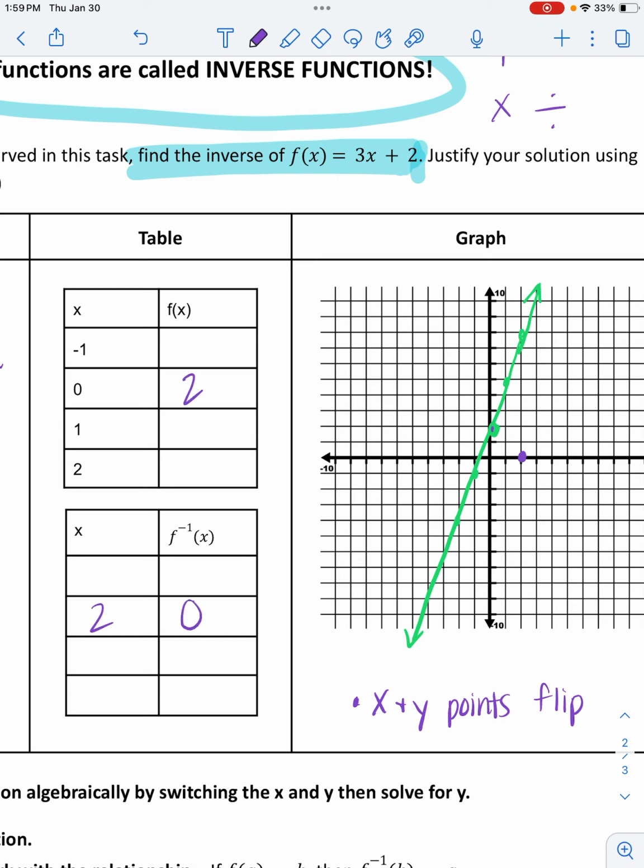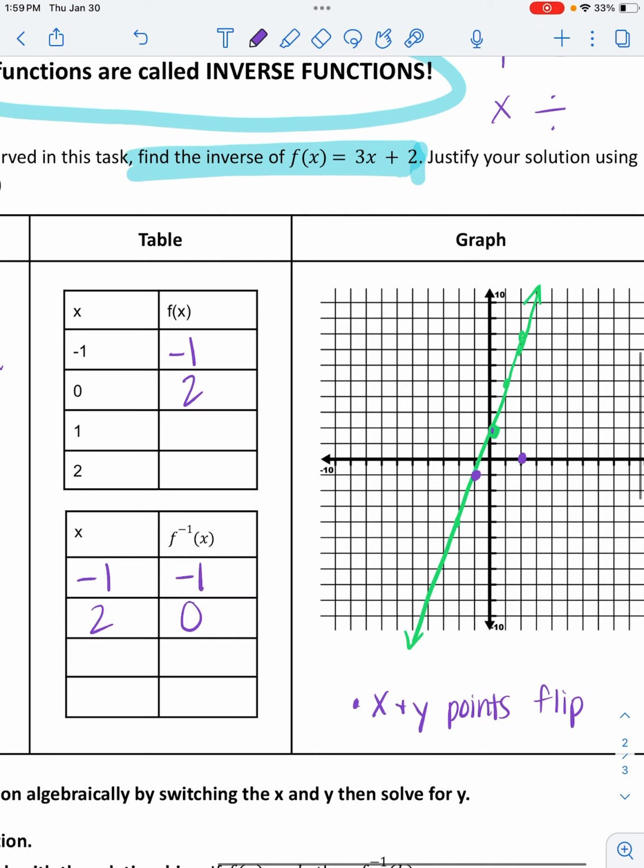If I find out that x is negative 1, y is negative 1, so that also flips for my f inverse equation. If x is 1, y is 5, so it flips and becomes (5, 1) for my new equation. And then I can also just keep using my slope. I knew that my slope was 1 over 3, so I could keep going. Or I could keep going by using the table, just inverting the points.